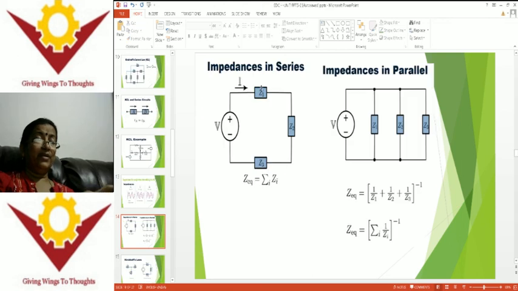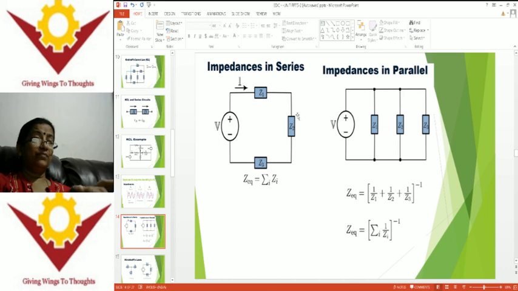Okay, so impedances in series, impedances in parallel. Z1, Z2, Z3 are the combinations of resistances as well as reactances. V is the input voltage. So the equivalent impedance Z equivalent is the sum of these three elements, because Z1, Z2, Z3 are connected in series.